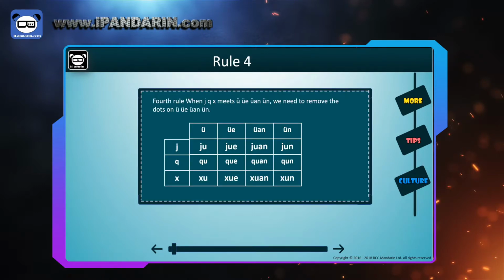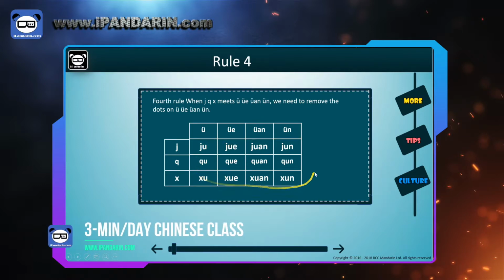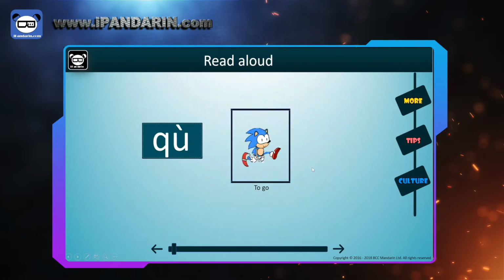Rule number 4, when Ji, Qi, Xi meets Yu, Yue, Yuan, Yun, we need to remove the dots on Yu, Yue, Yuan, Yun, and they are written like this, as the dots are all removed. For example, the syllable 去, which means to go somewhere in Chinese, it's actually the initial qi with the final yu with fourth tone, but it's written like this and pronounced as 去 instead of chu.